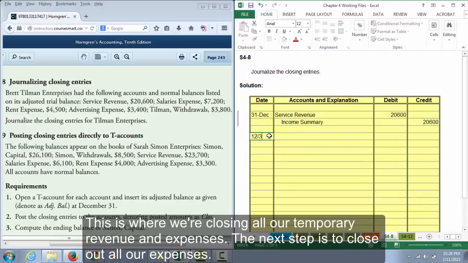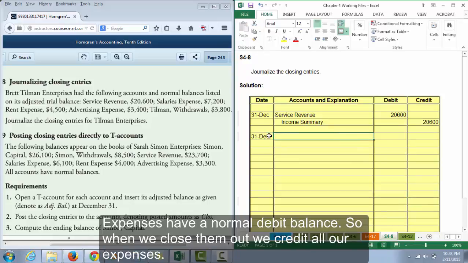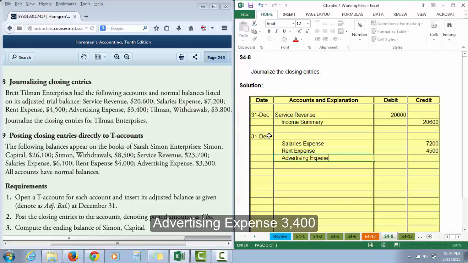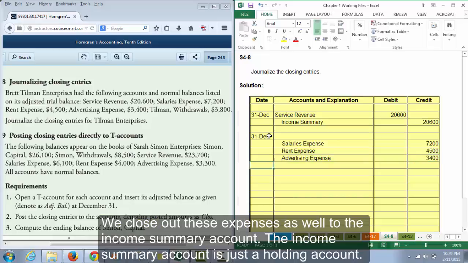Then the next step is to close out all of our expenses, and expenses have a normal debit balance. So when we close them out, we're going to credit all of our expenses. So we've got salaries expense, $7,200, rent expense, $4,500, advertising expense, $3,400, and that's it. We're going to close out these expenses as well to the income summary account.